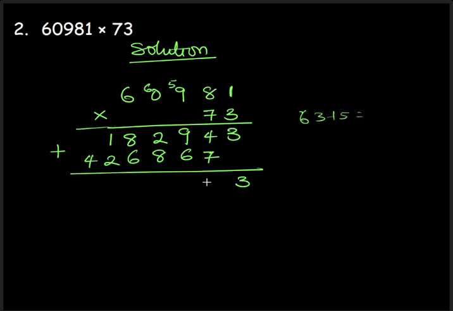3 here. 4 plus 7, that would be 11. 1 carry 1. 1 plus 9, 10. 10 plus 6, 16. 6 carried 1. 1 plus 2, 3. 3 plus 8, 11. 1 carried 1. 1 plus 8, 9. 9 plus 6, that will be 15. 5 carried 1. 1 plus 1, 2. 2 plus 2, 4, and then we have 4 here.